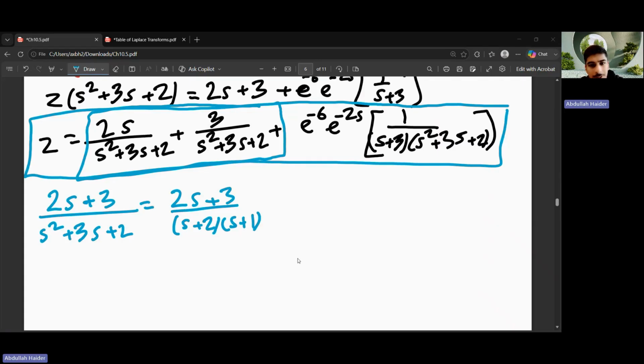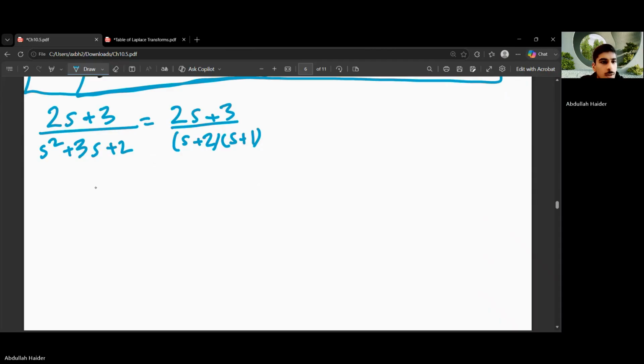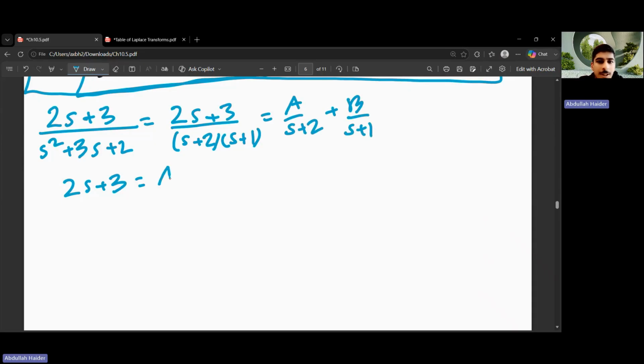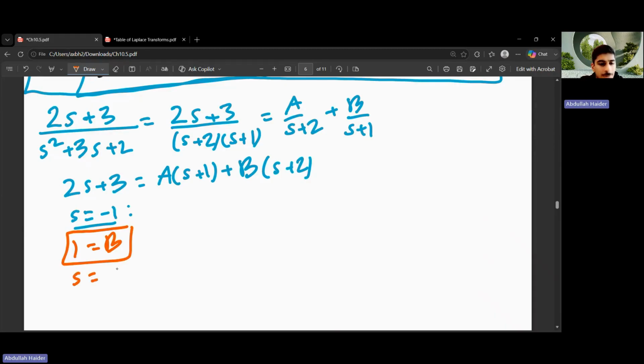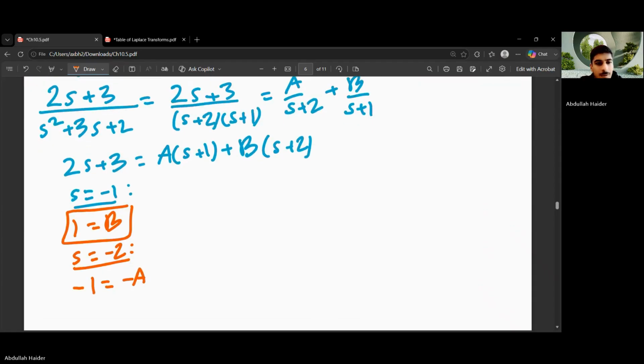Okay, so now you'll be using the partial fraction decomposition method here. 2s + 3 is equal to a(s+1) + b(s+2), so (2s+3)/((s+2)(s+1)) = a/(s+2) + b/(s+1). This is a very easy partial fraction. If s is -1, then 1 equals b, so b is 1. And if s is -2, then -4 + 3 = -1 equals -a, and a is also 1.